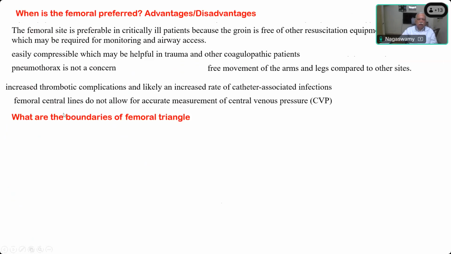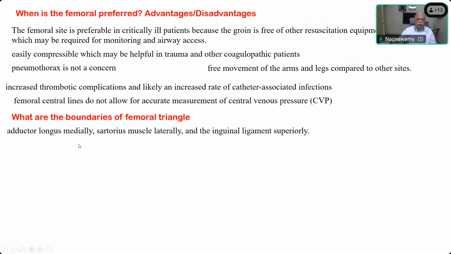And what are the boundaries of femoral triangle? Where the femoral vein is located? This is an anatomy question, you can expect it. Medial border of sartorius, sir, and medial border of adductor longus, and we have inguinal ligament superiorly, sir. Three structures are there: adductor longus medially, sartorius laterally, and inguinal ligament superiorly.